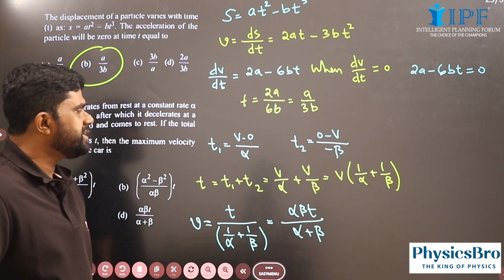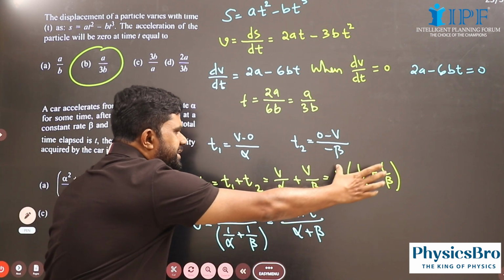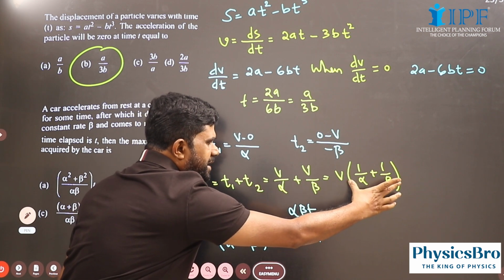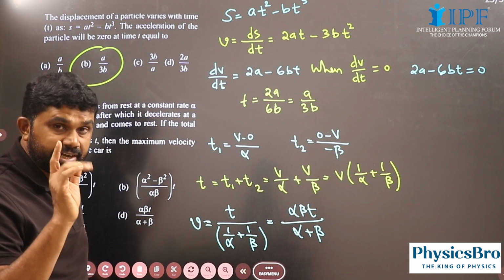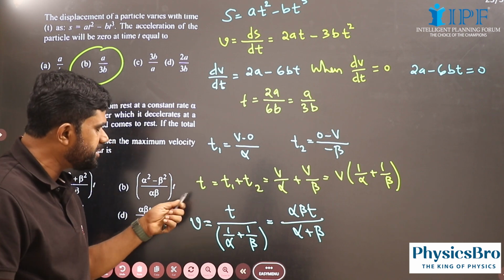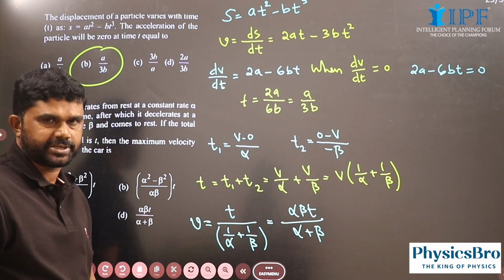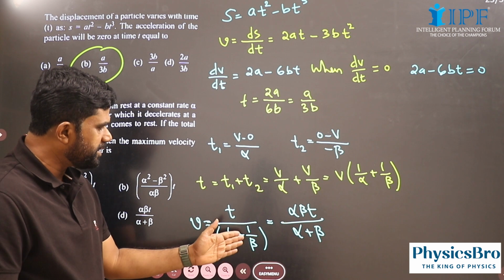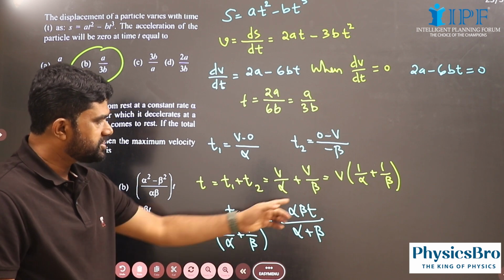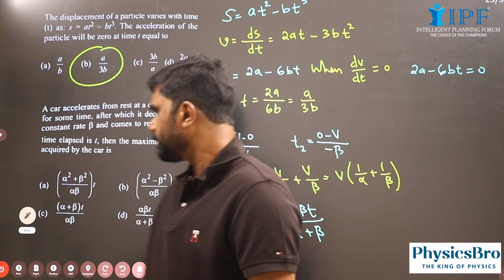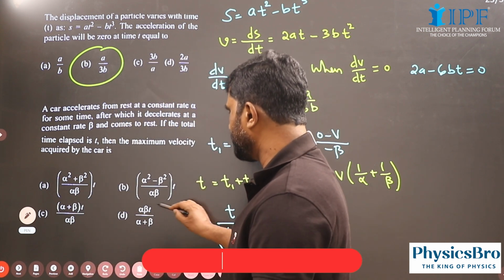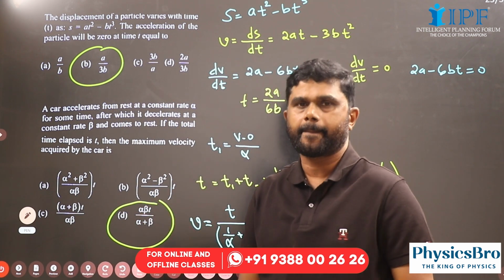Now keeping this v here, take this 1 by alpha plus 1 by beta and bring it to the left side, then it will come in the denominator, means v equals t by (1 by alpha plus 1 by beta). When this is simplified, alpha beta t divided by alpha plus beta will be the maximum velocity. So alpha beta t divided by alpha plus beta.